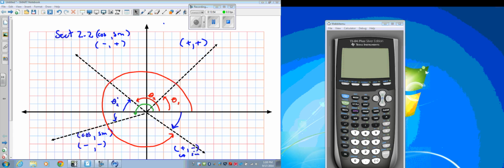Otherwise, it's pretty hard to figure out which quadrant you're in if you have an angle above 360 degrees, or if you have a negative angle. They're actually telling you always to convert to 0 to 360, because then quadrant 1 is going to be 0 to 90, quadrant 2 is 90 to 180, quadrant 3 is 180 to 270, and 270 to 360 is quadrant 4.